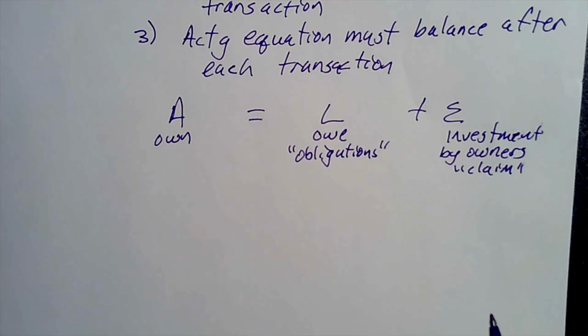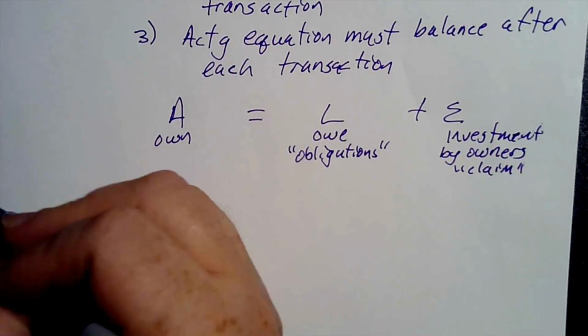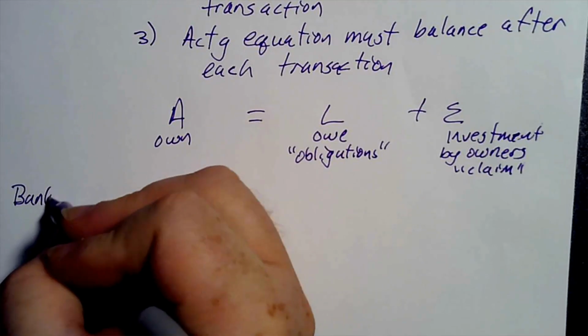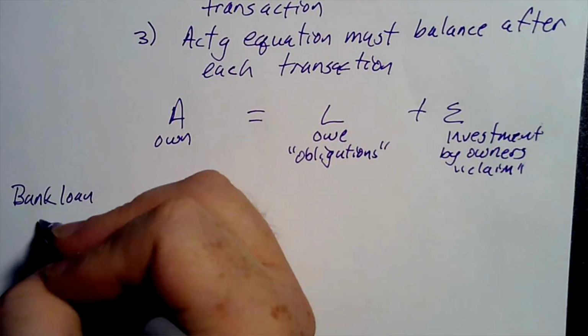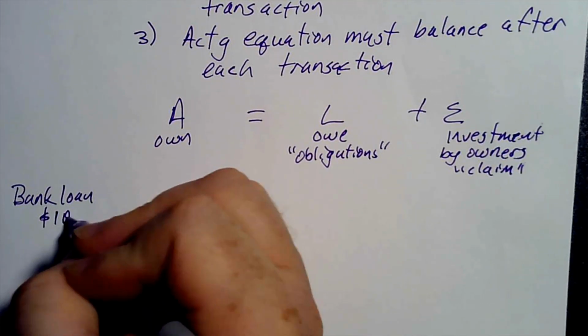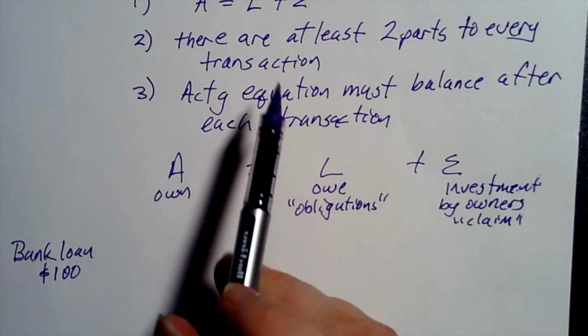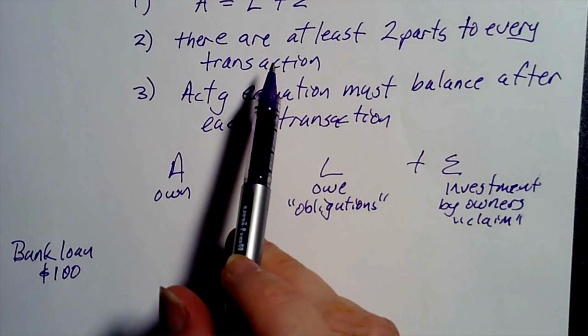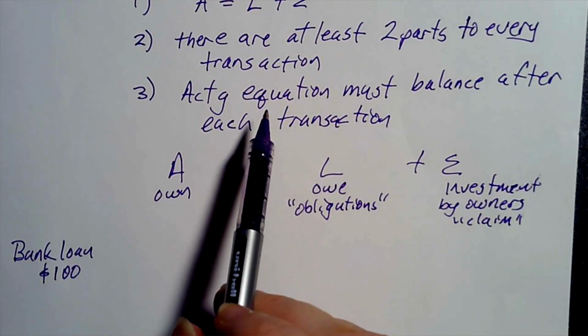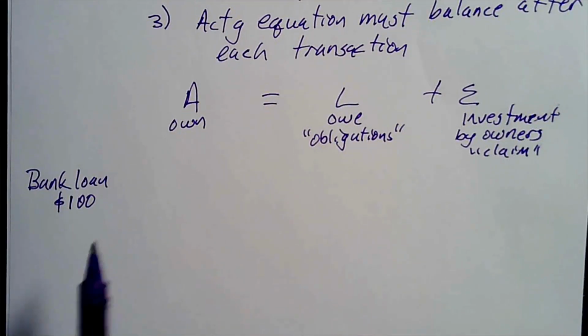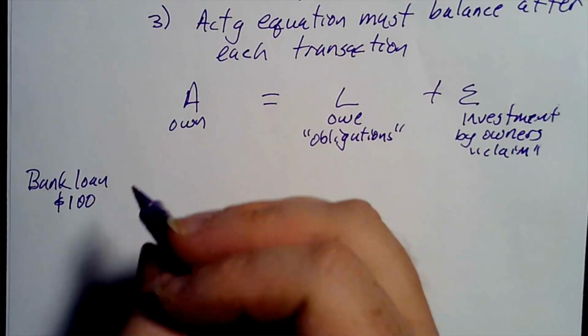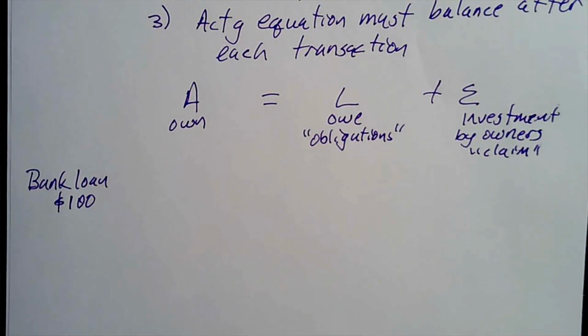Let's say we go right ahead and we get a bank loan. And I'm just going to use small numbers. These could be in thousands or hundreds, but let's just say $100 bank loan. Now, remember, we need to match it to the accounting equation, and there's two parts to every transaction, and the equation must balance after each transaction. Well, as we can see, if we got a bank loan, always start with something easy.